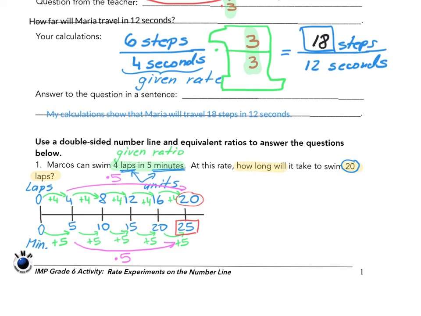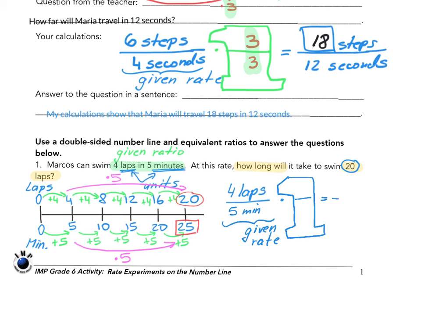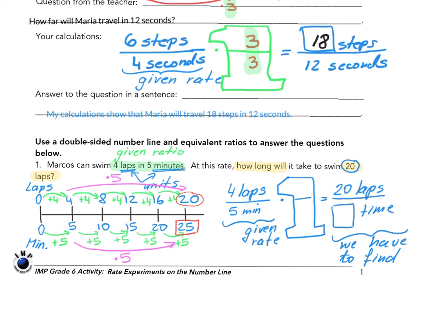The equivalent ratios are going to have an equation, just like the question above. And we're going to start with the given rate. So the given rate is 4 laps in 5 minutes. So this is given. And then I'm going to multiply the given rate by giant 1, and I'm going to go to my target rate. And my target rate is 20 laps. But I have to figure out in how much time. So this is the part that we have to find.